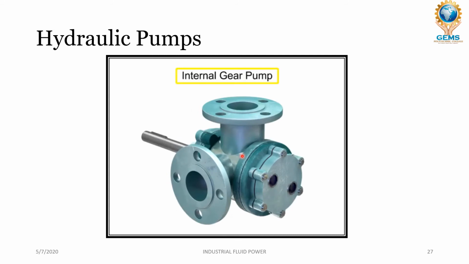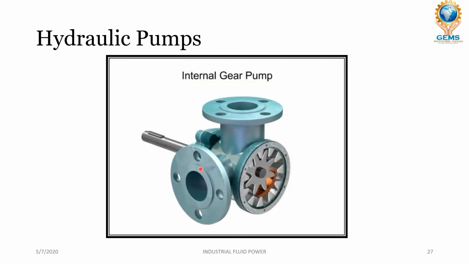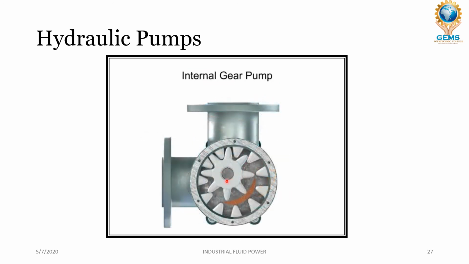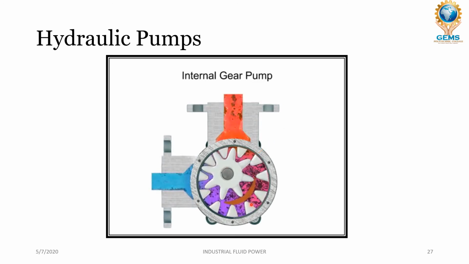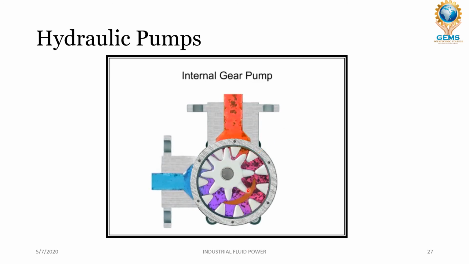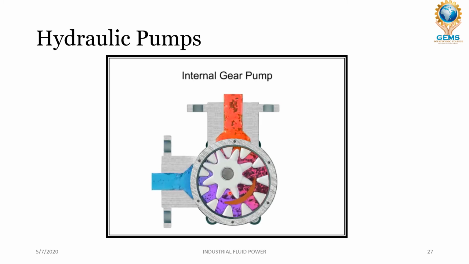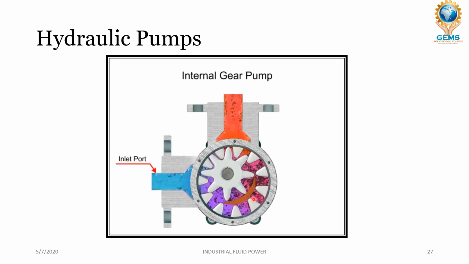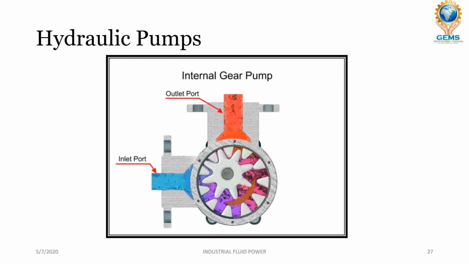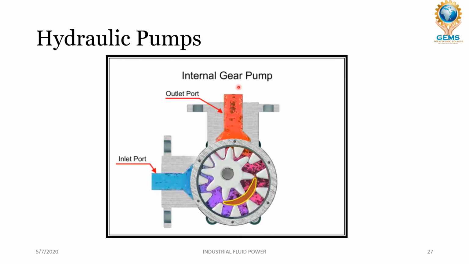Now let's see the internal gear pumps. This is the shaft, and the shaft is connected to the external gear. The external gear is located in the inner part, and the casing has the outer gear, and a crescent-shaped pocket is there. When the fluid flows inside, it is collected in this area and goes outside through the outlet port.